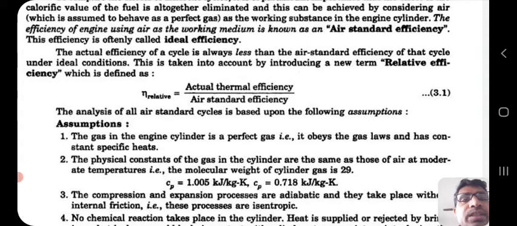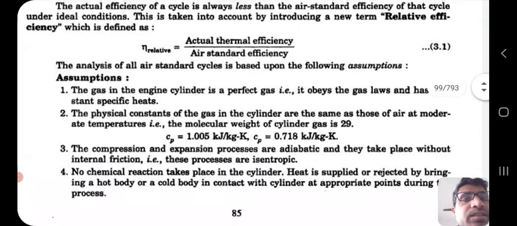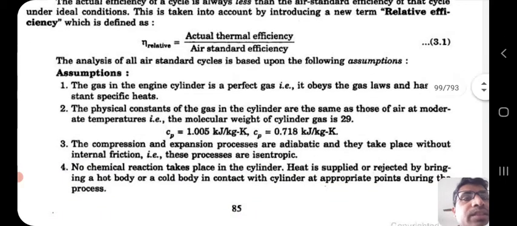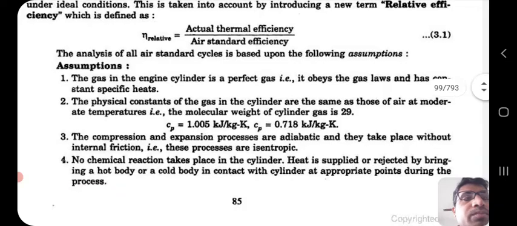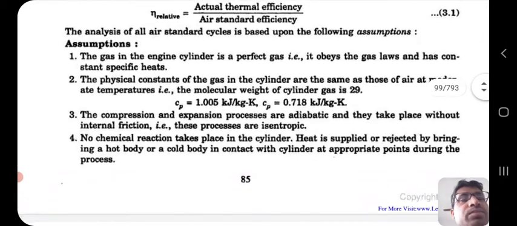The efficiency of the engine using air as the working medium is known as air standard efficiency. This efficiency is often called ideal efficiency. The actual efficiency of a cycle is always less than air standard efficiency of that cycle under ideal condition. This is taken into account by introducing a new term, relative efficiency, which is defined as actual thermal efficiency by air standard efficiency.